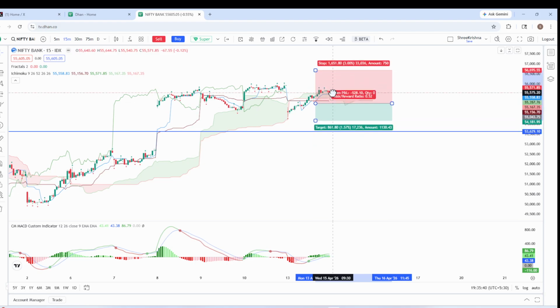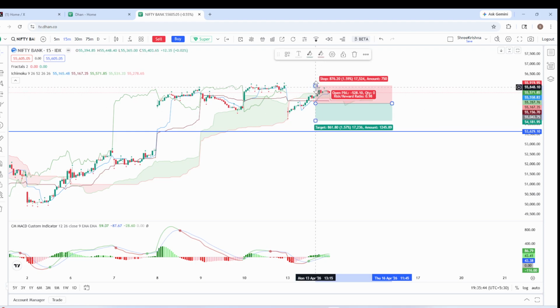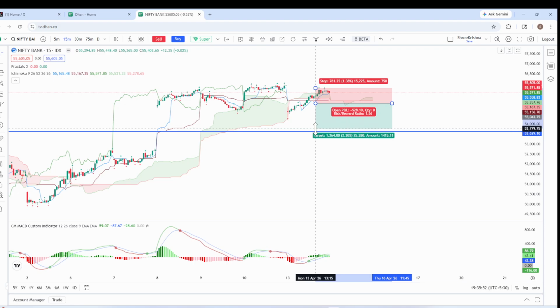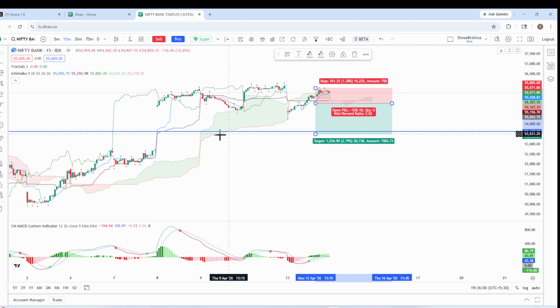Our stop will be somewhere around 876 points, likely, and we are looking for 1:2. 1:2 is somewhere, you can see that now we are reaching somewhere here, same, somewhere here. Okay, so this is what we are looking for right now.